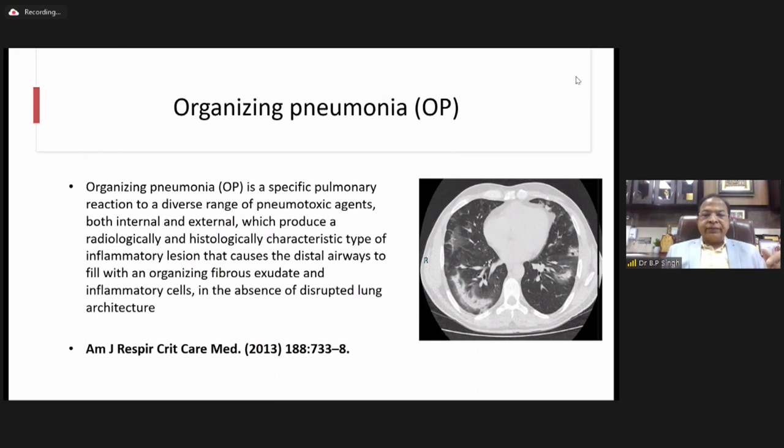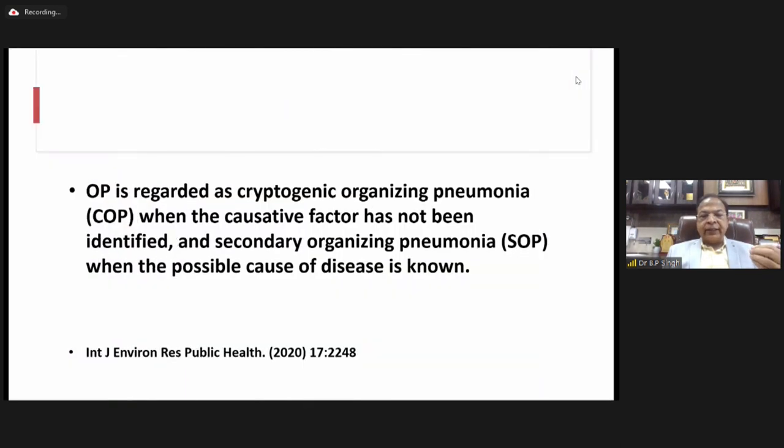Coming to organizing pneumonia, it is a specific pulmonary reaction to a diverse range of pneumotoxic agents, both internal and external, which produce a radiologically and histologically characteristic type of inflammatory lesion that causes the distal airways to fill with an organizing fibrous exudate and inflammatory cells in the absence of disrupted lung architecture. So there is a material filled in the alveoli and in the distal airways. OP is regarded as cryptogenic organizing pneumonia when the causative factor has not been identified, and as secondary organizing pneumonia when the possible cause of the disease is known.